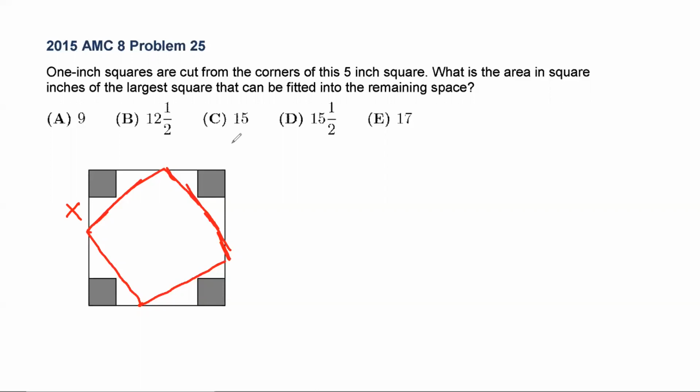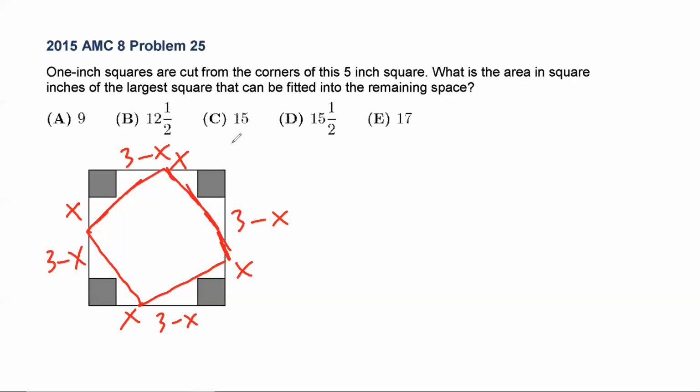So by symmetry, that means that this shorter length would be x, this shorter length would be x, and this shorter length would be x. So it would be kind of symmetric all around the whole thing. So since the square has a side length of 5 and the corner squares have side lengths of 1, that means that in the center, this other length here is 3 minus x, all around.